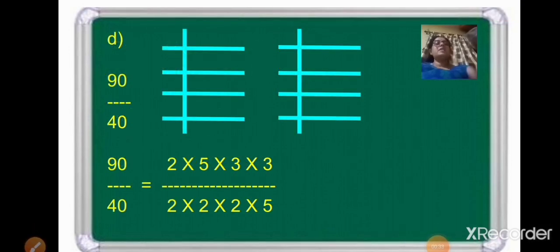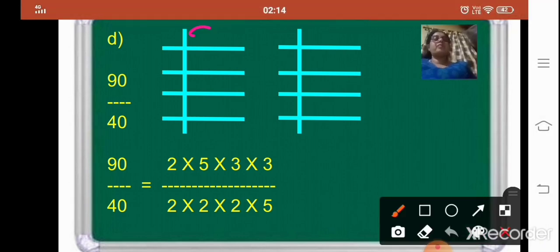Next sum is 90 upon 40. So first thing what we will do is, we will take the prime factors of 90. Yes, 2, it is divisible by 2, 2 4s are 8, 1 carry over, 2 5s are 10. 45 is divisible by 5, 5 9s are 45. 9 is divisible by 3, 3 3s are 9 and 3 1s are 3.